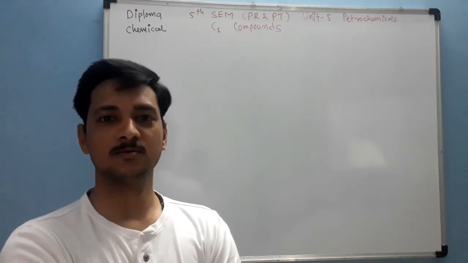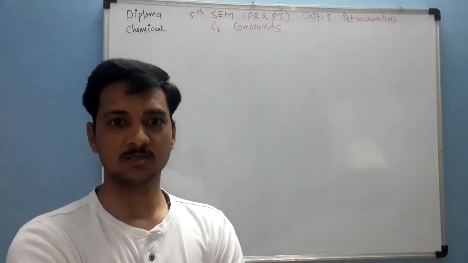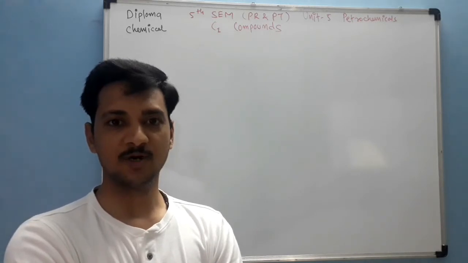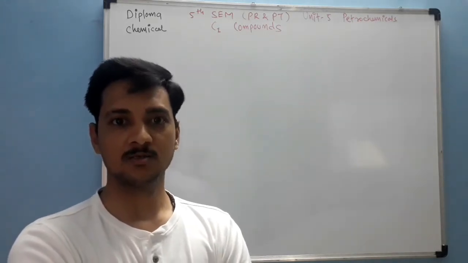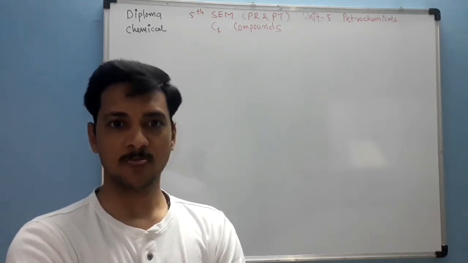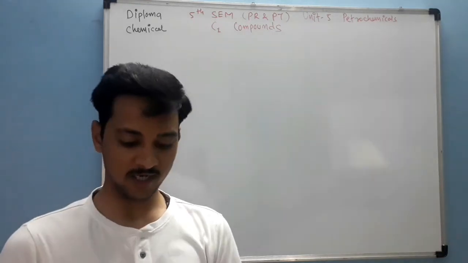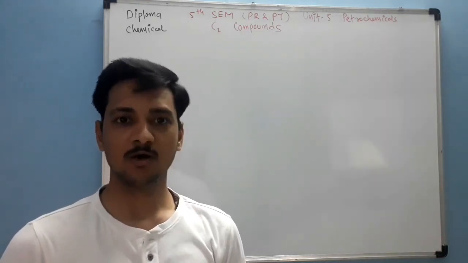Namaskar students. Today we are going to discuss PRPT Unit 5, Petrochemicals: C1 compounds. It includes methanol and formaldehyde. Now today let's discuss methanol.